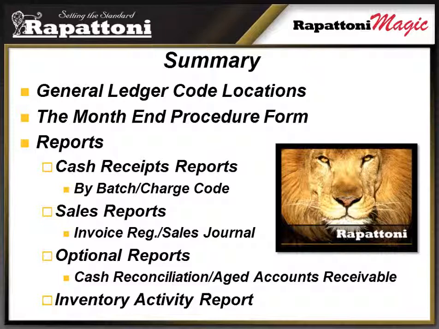It's a great centralized location to run this process from, a great place to store your notes. And we went through the reports that you should run prior to posting your month-end to make sure all of your transactions are in good shape. We looked at cash receipts reports by batch and charge code, and sales reports such as the invoice register and the sales journal. Optional reports you can run for your month-end process are the cash reconciliation and the aged accounts receivable. And finally, we showed you the inventory activity report, a great way to capture the values of your inventory at month-end.